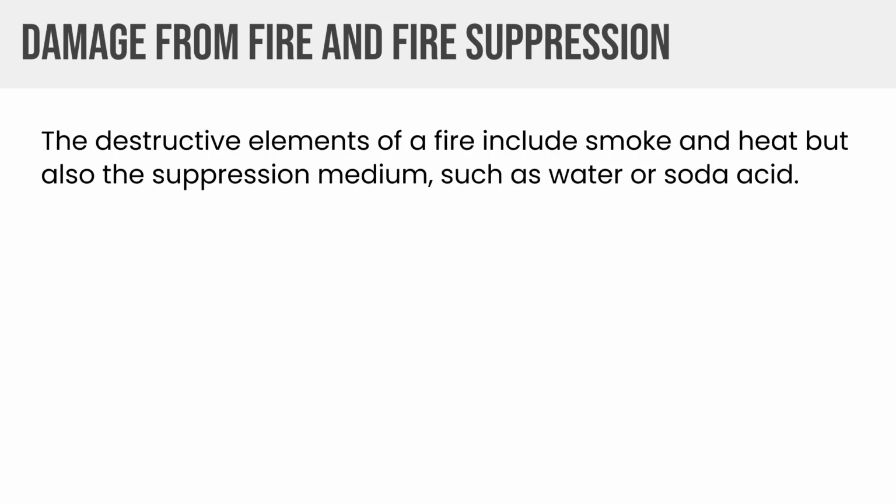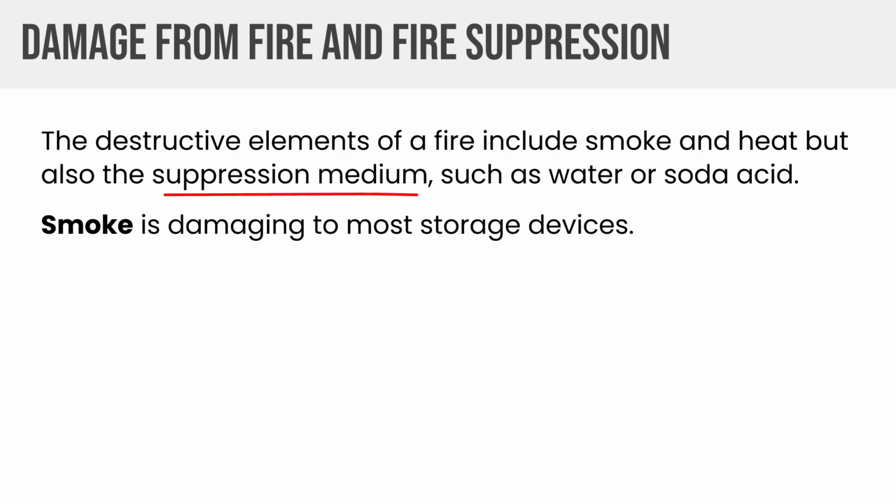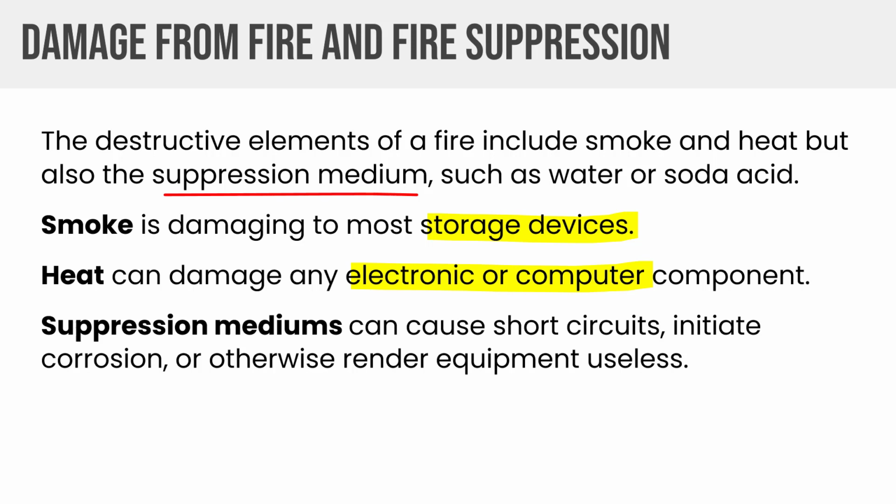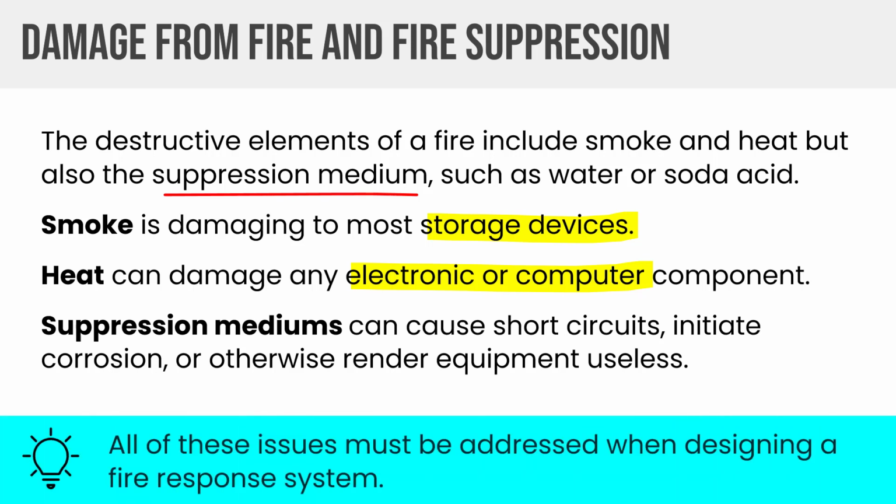So let's talk about damage from fire and a little more on fire suppression. The destructive elements of a fire include smoke and heat, but also the suppression medium, such as water or soda acid, can do damage. So smoke is damaging to most storage devices. Heat can damage any electronic or computer component. Suppression mediums can cause short circuits, initiate corrosion, or otherwise render equipment useless. And all of these issues must be addressed when designing a fire response system. Remember, the number one concern of security is always human safety.